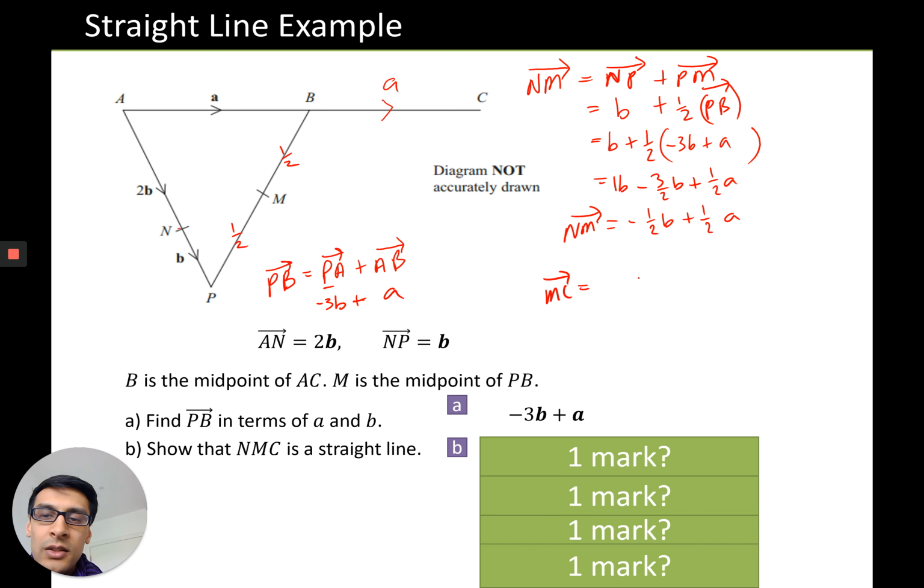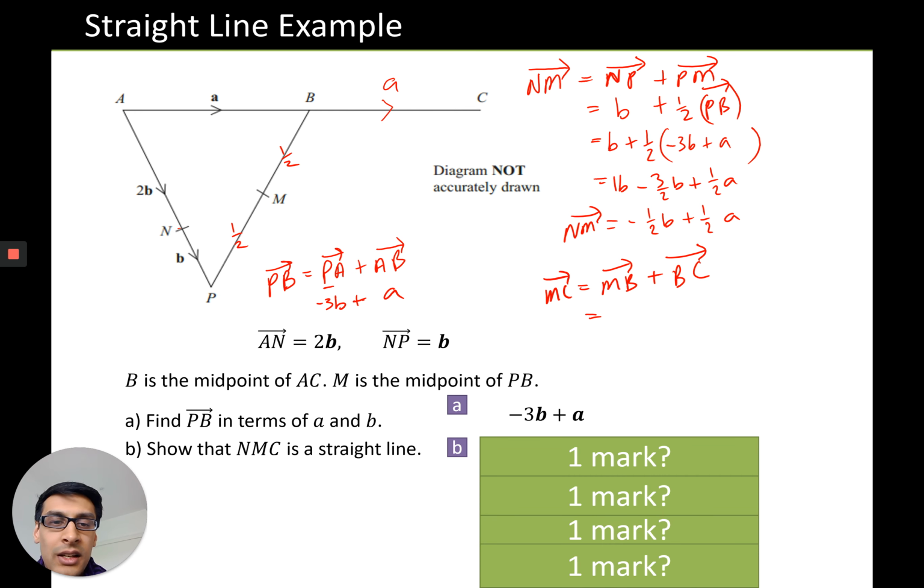So MC is going to be, let's write this out. I'll give you a quick hint here. It's going to be MB plus BC. Pause the video and try to simplify this. See if you can match my working out here. Okay, so now I'm going to go through it.